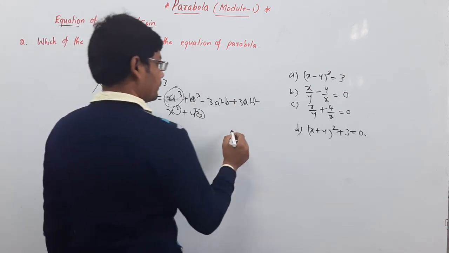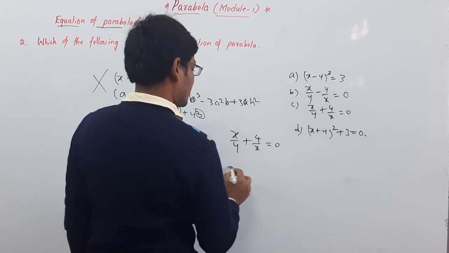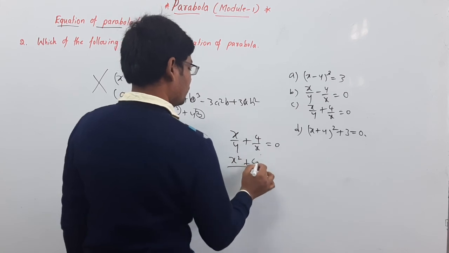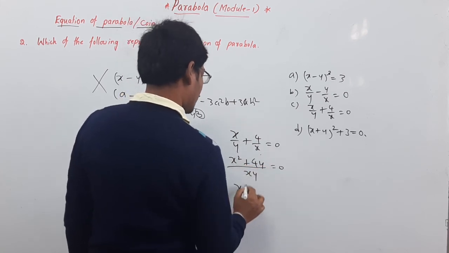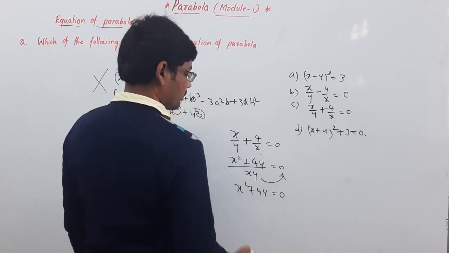And the next one, x by y plus 4 by x is equal to 0. Take the LCM xy, and x into x becomes x square, 4 into y is 4y, so we get x square plus 4y is equal to 0.